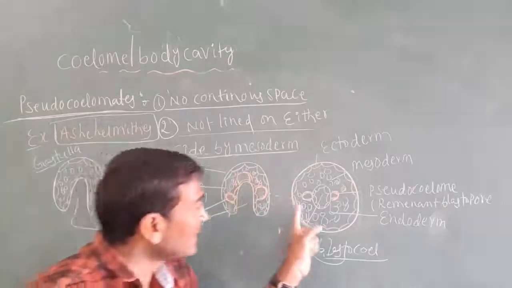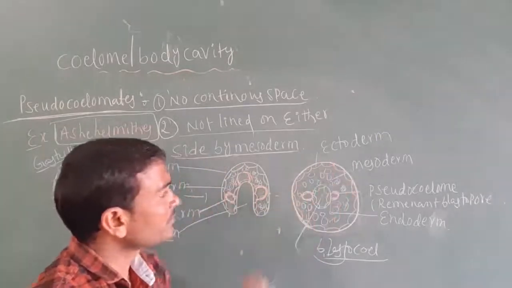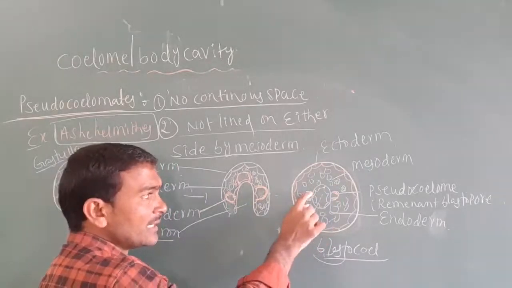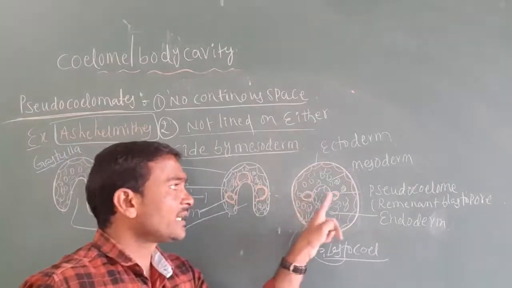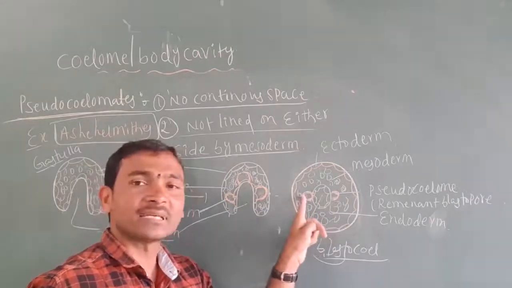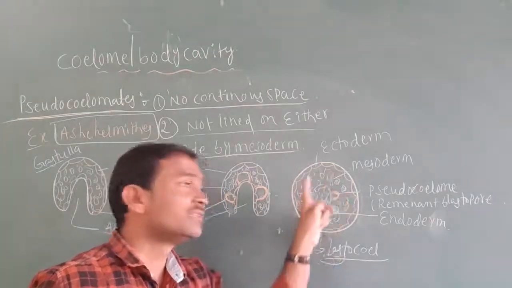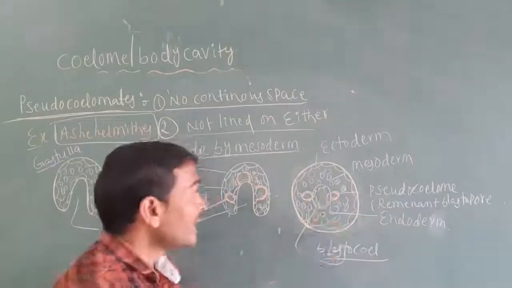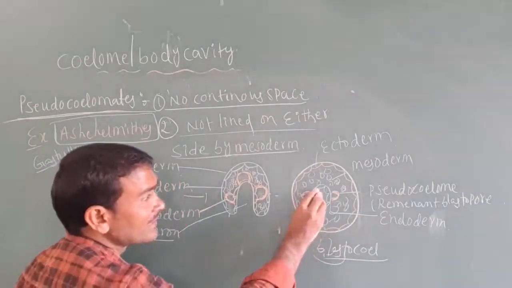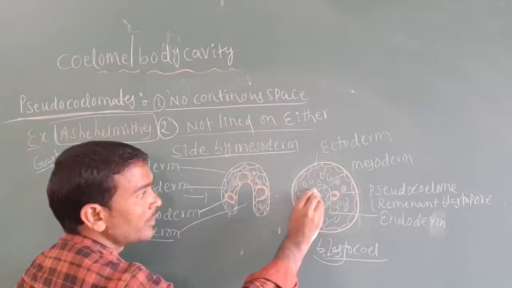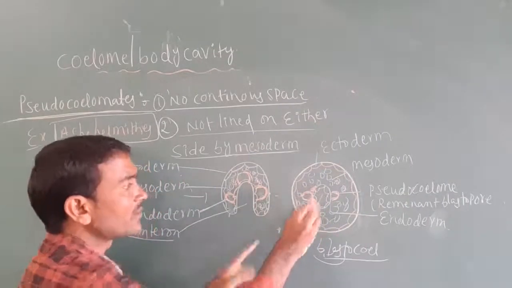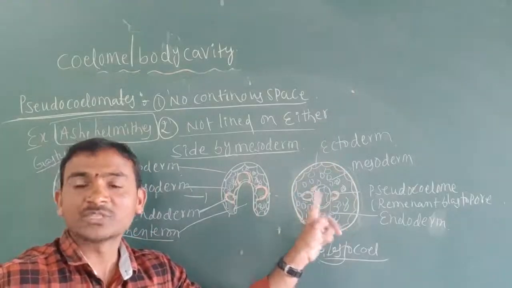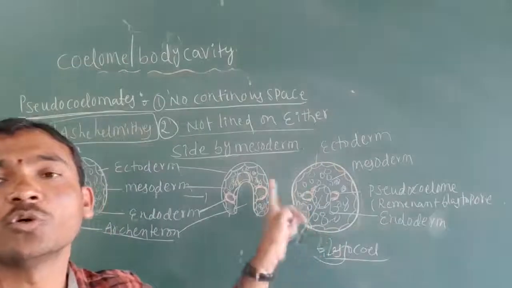Once you observe clearly in the sectional view: ectoderm, mesoderm, and endoderm. Here the blastocoel, and the coelomic pouches, where there is a gap. But here the total is filled with the mesoderm, meaning there is no continuous space. And on either side it is not lined. Here it is lined by the mesoderm, but here it is not lined by the mesoderm. So that's why it is called pseudocoelomates.